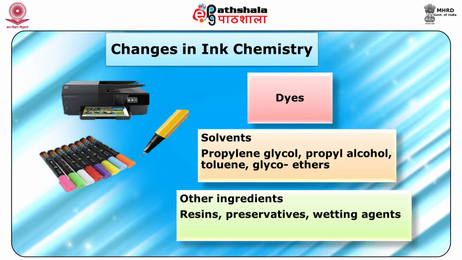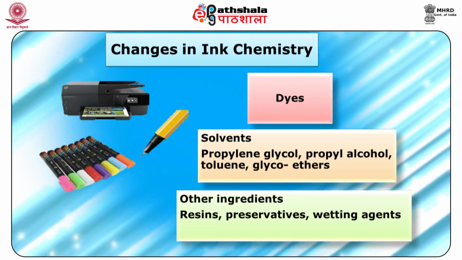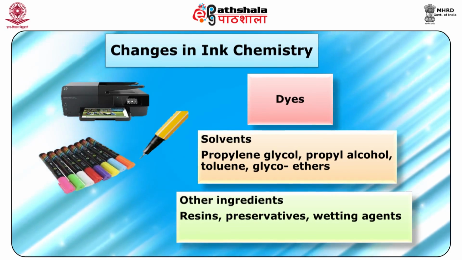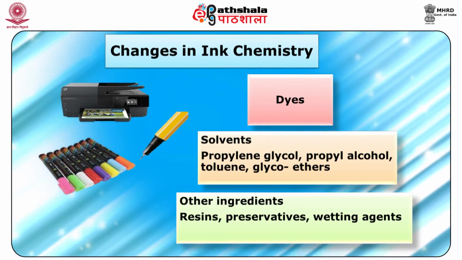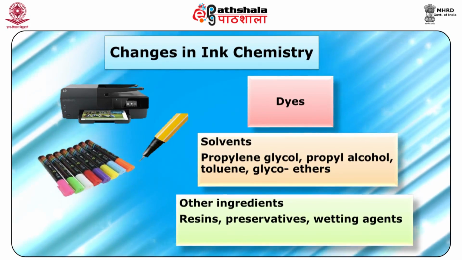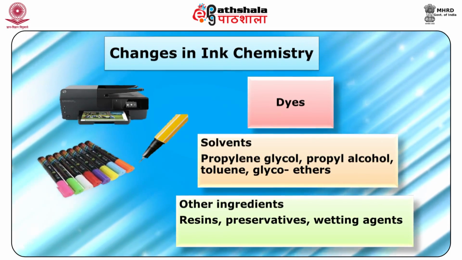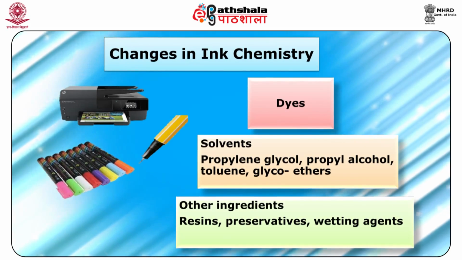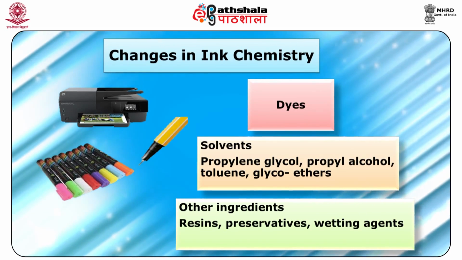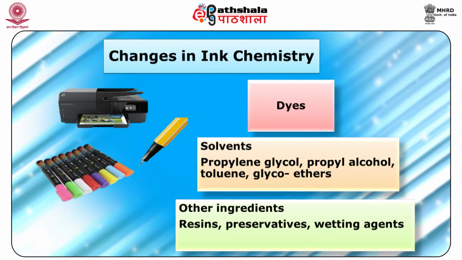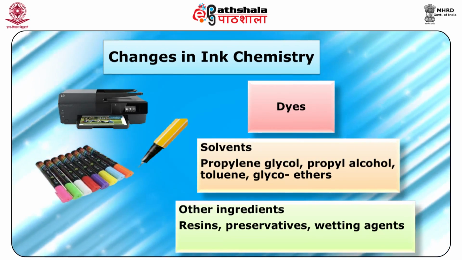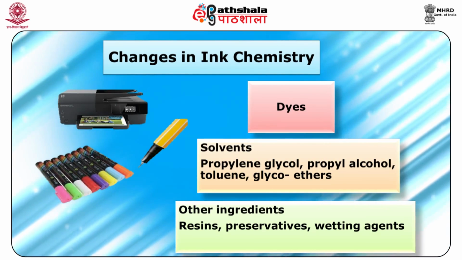Now, changes in ink chemistry over the years closely reflect development in the instruments of ink coating, the pen and the printing machine being examples. The ballpoint pen, the felt tip marker, and the fiber tip pen have led to inks containing solutions of dyes in water or organic solvents such as propylene glycol, propyl alcohol, toluene, and glycol ethers. Other ingredients like resins, preservatives, and wetting agents are also added to it.